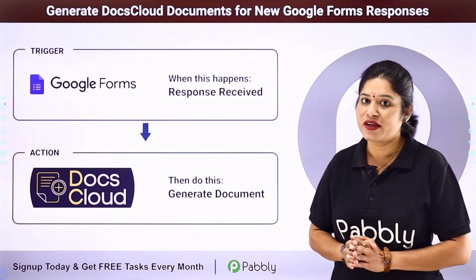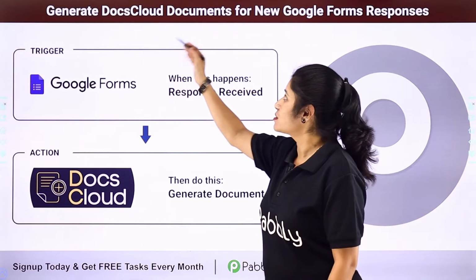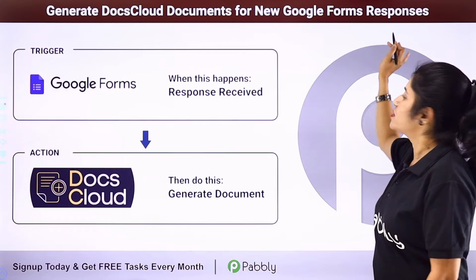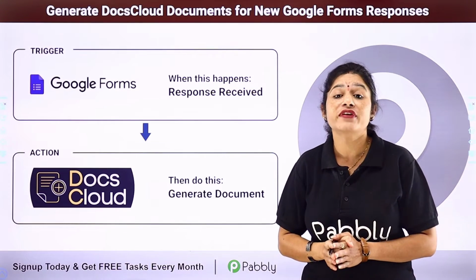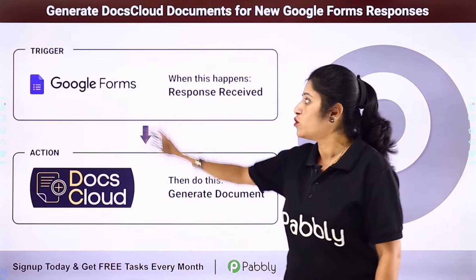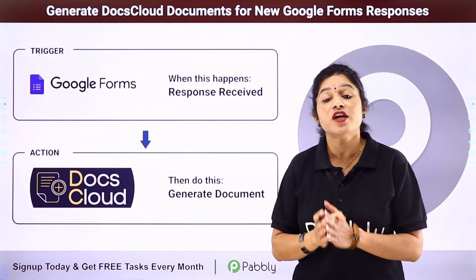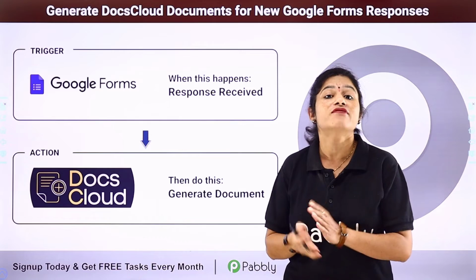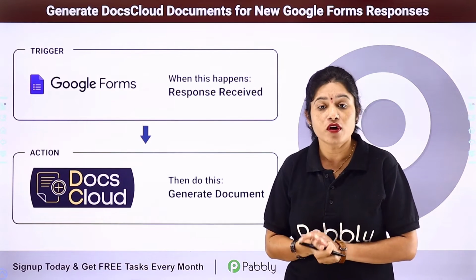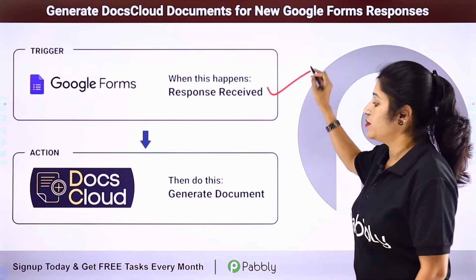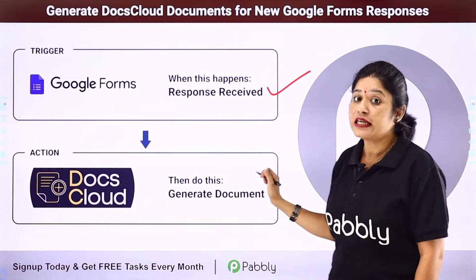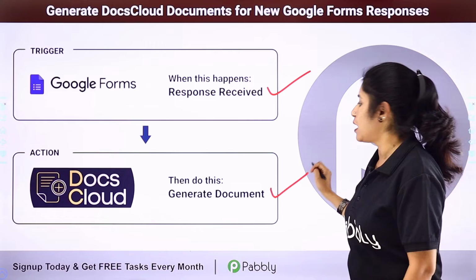In this video, we are going to learn how you can generate DocsCloud documents for new Google Forms responses. So let's suppose you're organizing an event for which you have created a dinner confirmation form using your Google Forms account and you have shared that form with all your participants to confirm their presence. Now you want that whenever the form is filled, automatically using the details of the form submission, a new document or a new gate pass should get generated into your DocsCloud account.